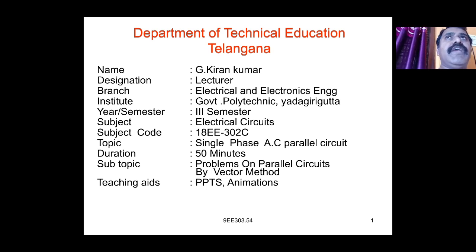Now we see the case of the AC parallel circuit. In the parallel circuit the current is divided and the voltage remains the same. In the parallel circuit, three methods can be used: the vector method, admittance method and the J method. So now we study the subtopic, parallel circuits by the vector method, and the problems on the vector method.